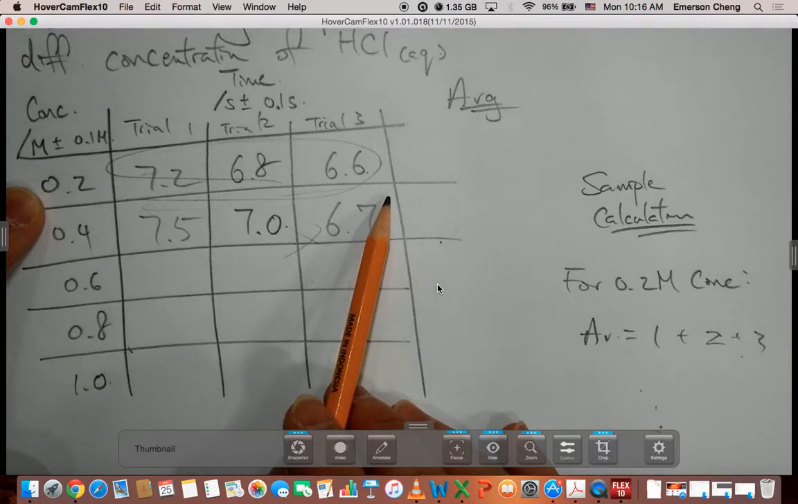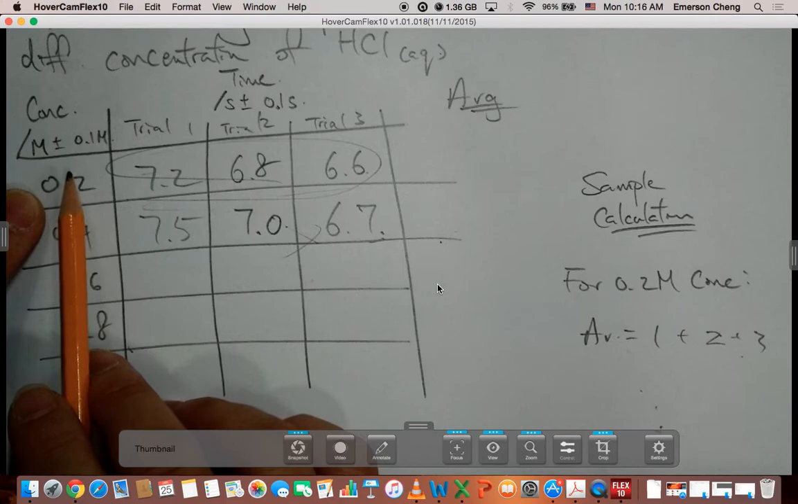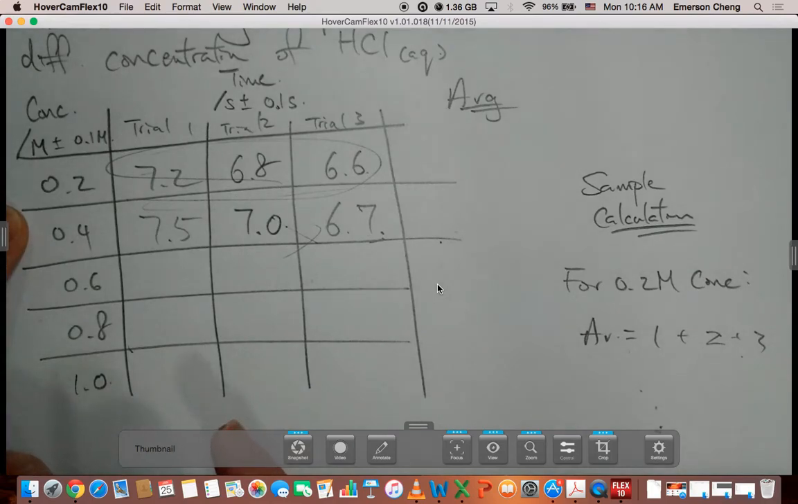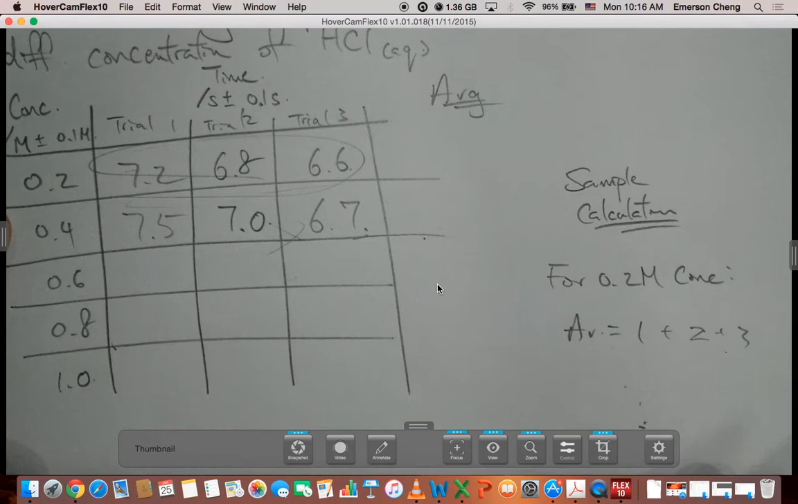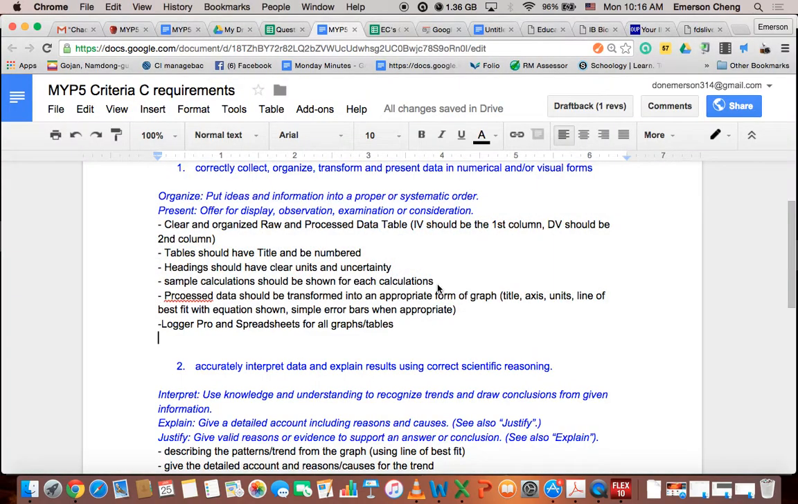Every trial. Yeah, for every trial for that concentration. Yeah, for that particular variation of independent variable. Okay? You need to do that. Questions? So make sure you show your work, make sure you show your formulas.